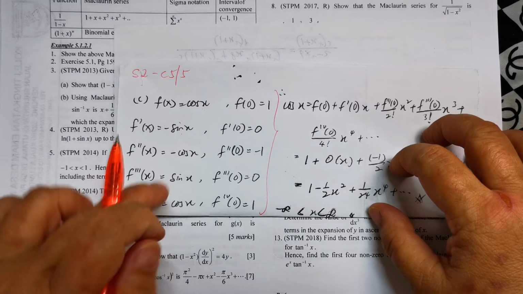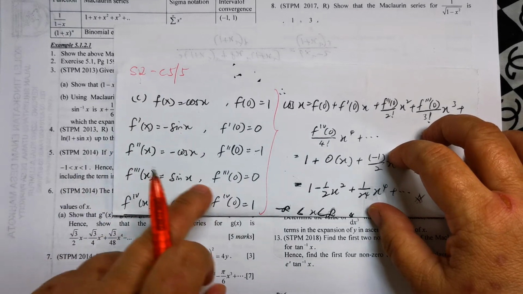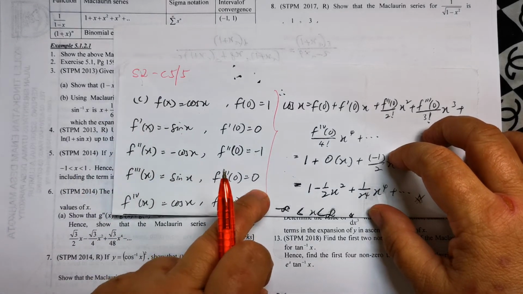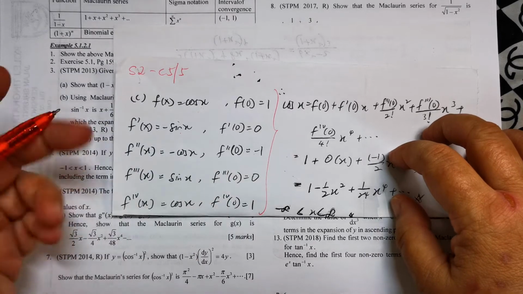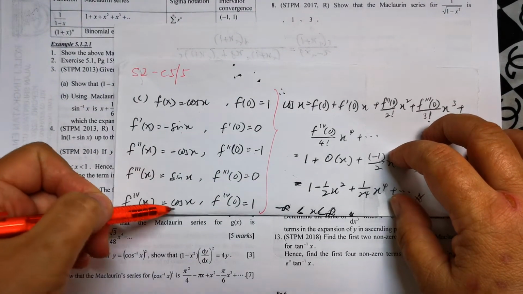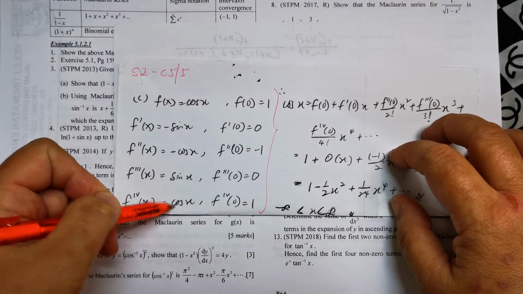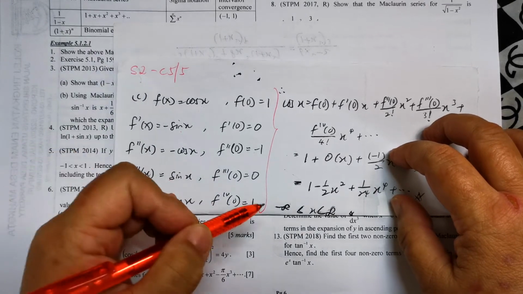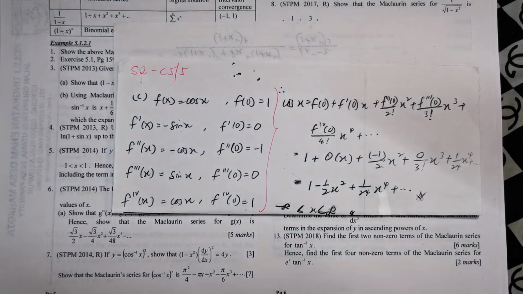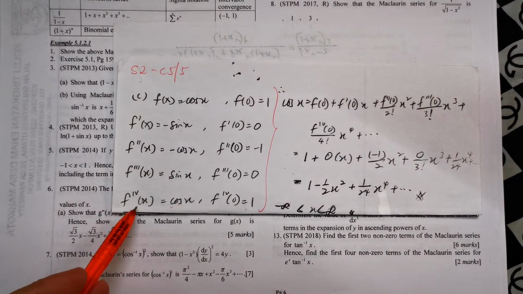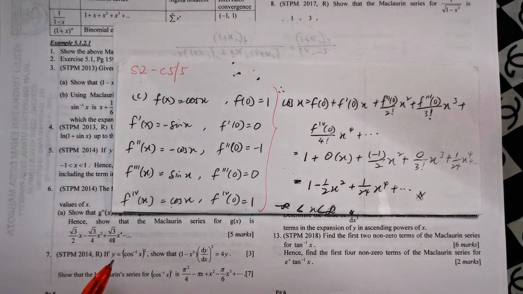So negative sine, positive sine. Again, sub 0, you get 0. Then we see it repeat. When I differentiate sine, I get back my cos. Sub 0 into cos x, I get 1. So I stop at the fourth derivative.